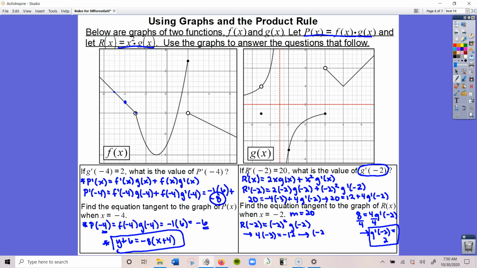That is my point of tangency, negative 2, negative 12. So my equation would be y plus 12 is equal to 20 times x minus negative 2, so plus 2. And this would be my equation for the tangent line at x is equal to negative 2.